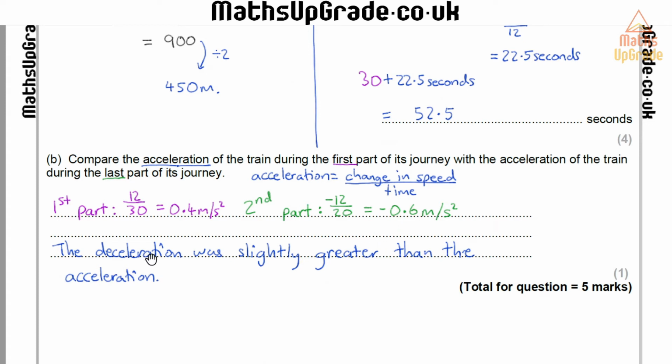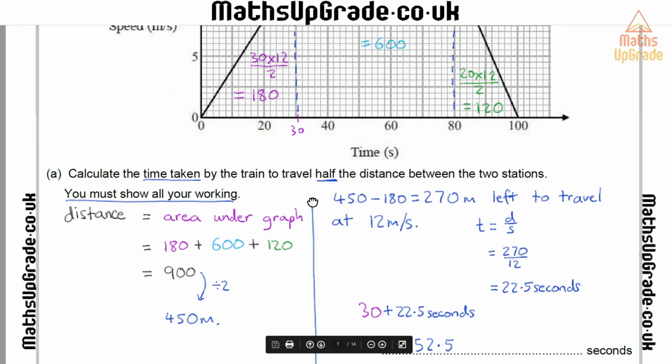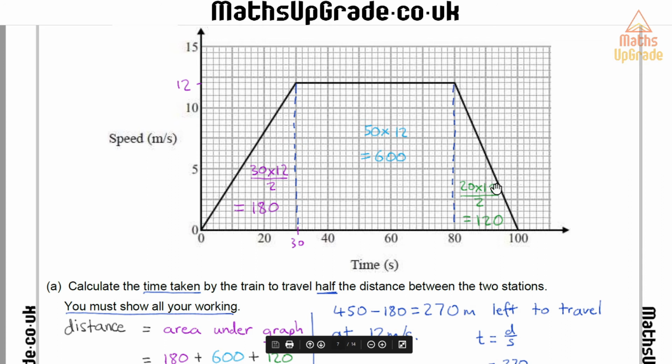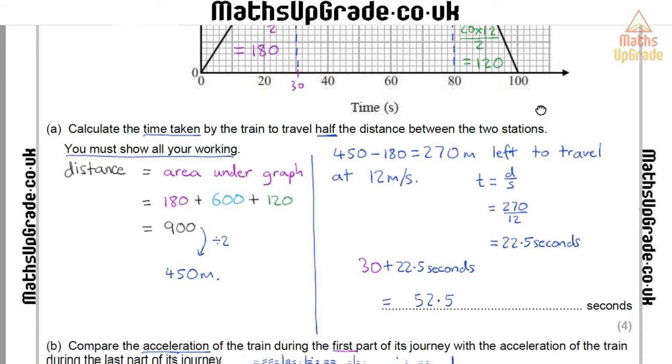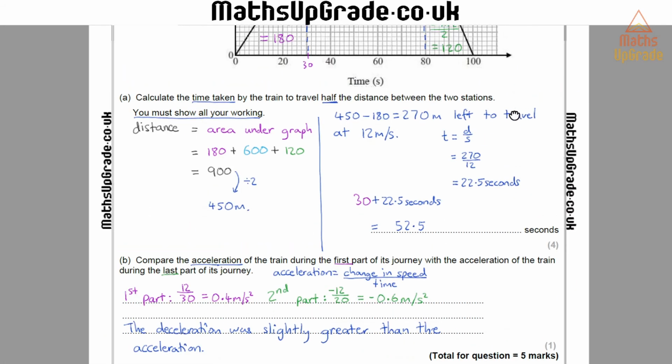So you can say that the deceleration at the second part of the journey was slightly greater than the acceleration. And you can see that because this line is slightly steeper than this line. It's slightly more steep, the gradient is slightly higher. So that is the answer for that part B. That's only 1 mark, but the whole question overall is worth 5 marks.